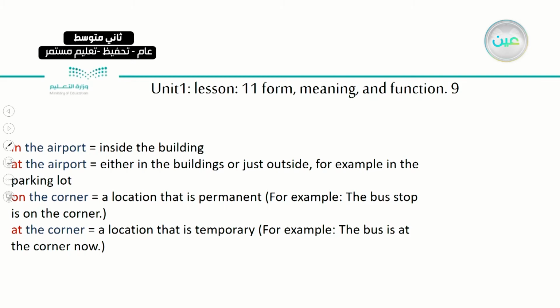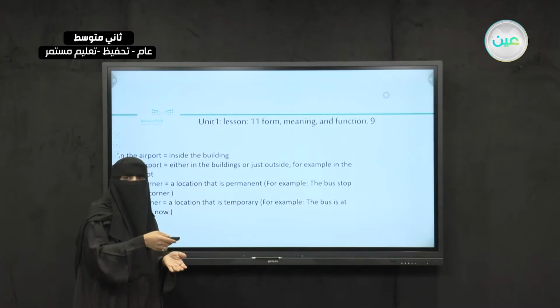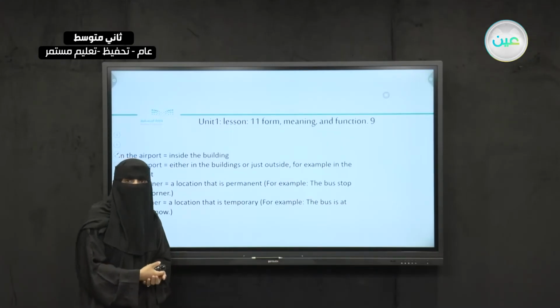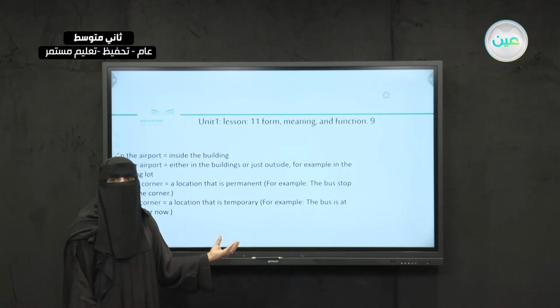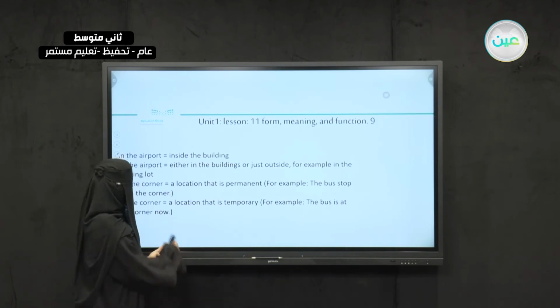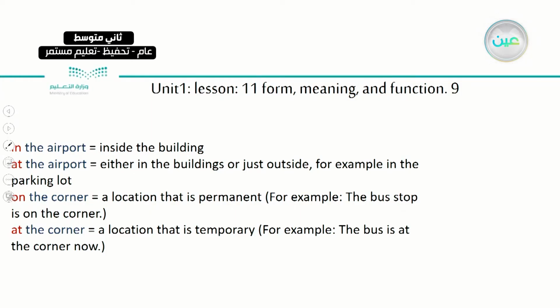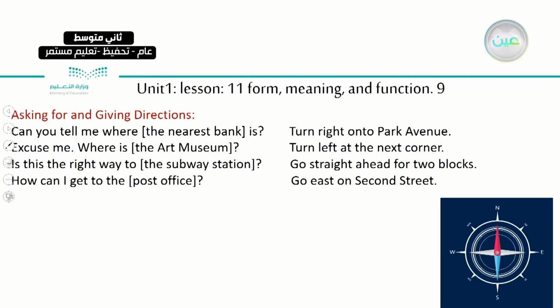When something is movable and temporary, you use at the corner. For example, the bus is at the corner now. It means the bus is movable. It can drive around the city, okay? It's temporary. But the bus stop, it's here. Even if the bus leaves, the bus stop is there. Okay, so with the bus stop, we use on the corner. If it's something changeable, temporary, we use at the corner.